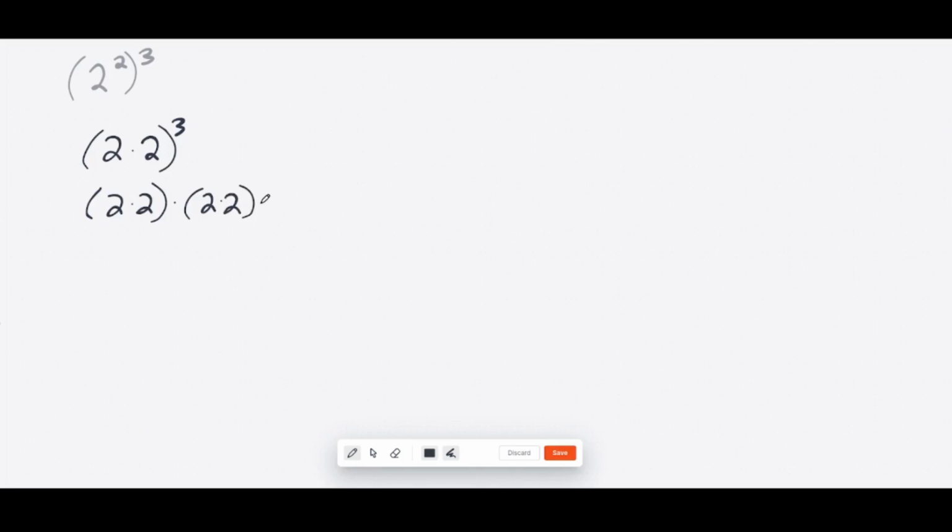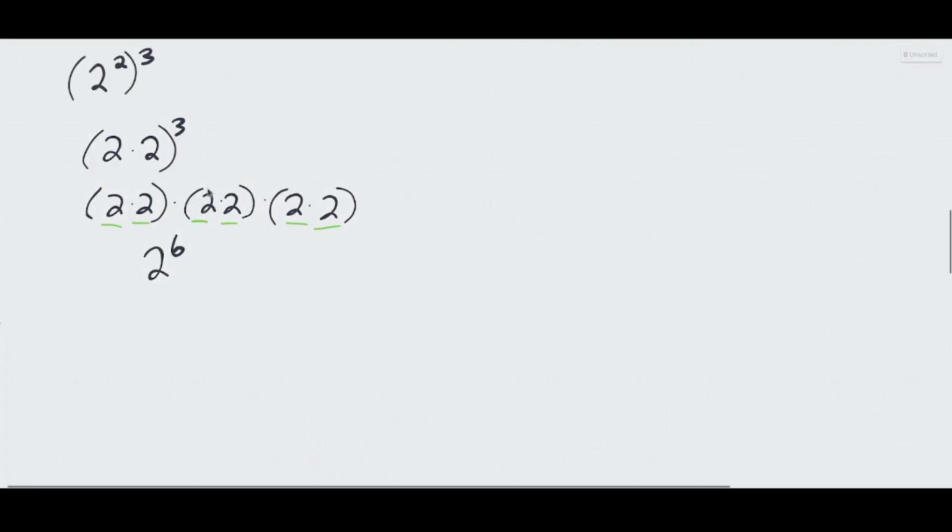So now we have 2 sets of parentheses. And if we're cubing, then we need a third one. And then based on the associative property, you can basically drop the parentheses. And you can see here, you can actually count them out. 1, 2, 3, 4, 5, 6. You can see that we have 2 multiplied by itself 6 times, which is by definition 2 to the 6th power. So that's a quick example of how it works in a specific case.